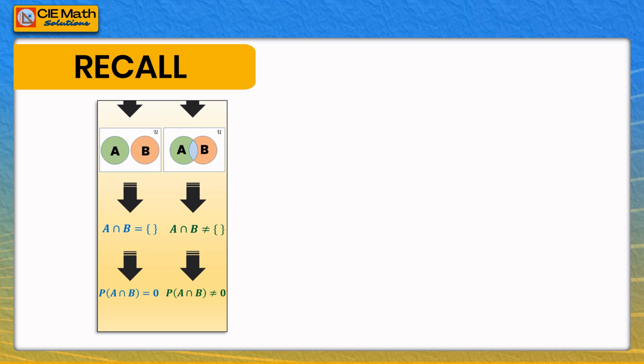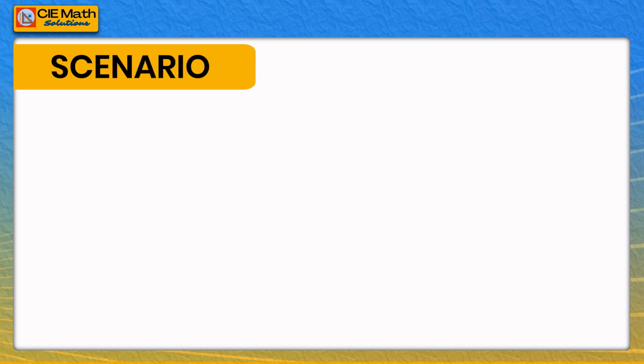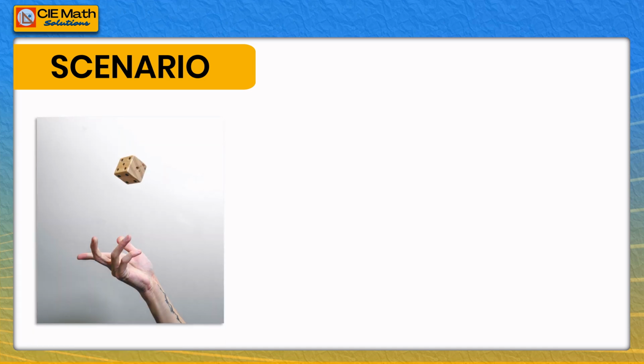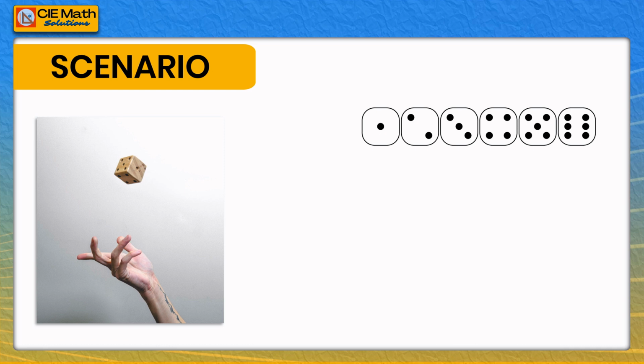Before we proceed with non-mutually exclusive events, let's take a look first at this scenario. First, if we have an experiment of rolling a regular fair 6-sided die, we will have the results 1, 2, 3, 4, 5, and 6. If we want the event of getting an even number, then the probability of even, that is 2, 4, 6, is 3 out of 6.